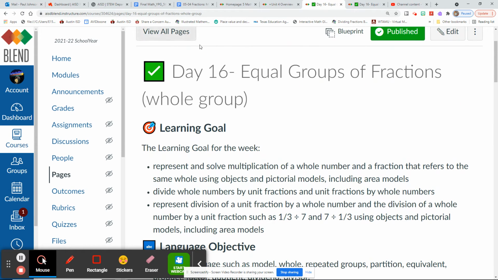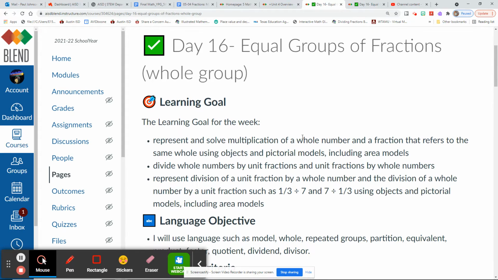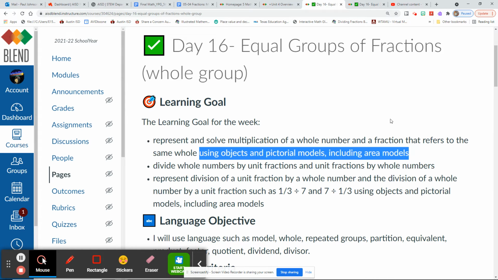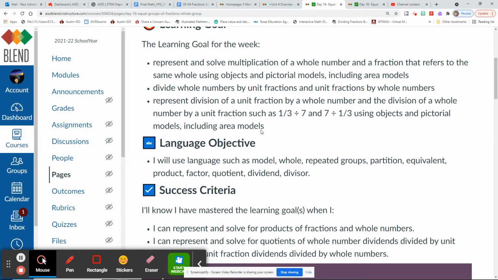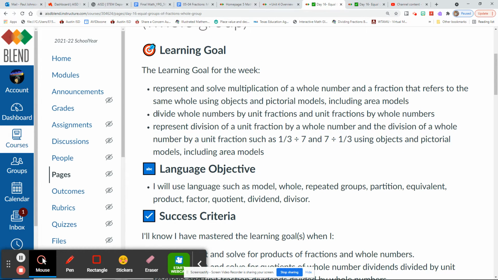All right, so our learning goal is to represent and solve multiplication of a whole number and a fraction. So that's a whole number times a fraction. That refers to the whole, using objects and pictorial models, including area models. So once again, we're going to look at a lot of different picture versions of multiplying a whole number times a fraction. Also, we're going to divide whole numbers by unit fractions and unit fractions by whole numbers.